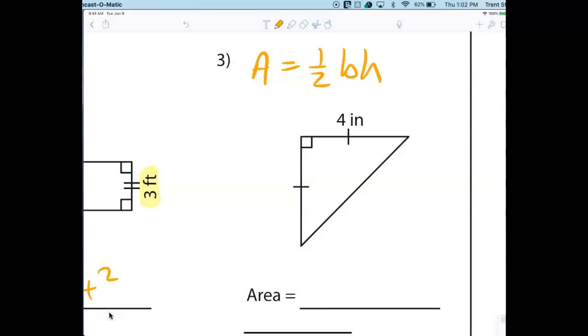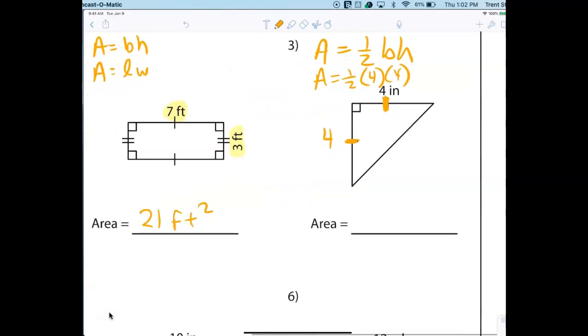What do the tick marks represent? Same. That means they're equal. So this tick mark and this tick mark means that this side length is 4. So your area, again, is just 1/2 times 4 times 4. And we don't need a calculator for half of 4 times 4. Of course, that would just be what? 8, but we're not just going to say 8, inches squared. 8 inches squared.